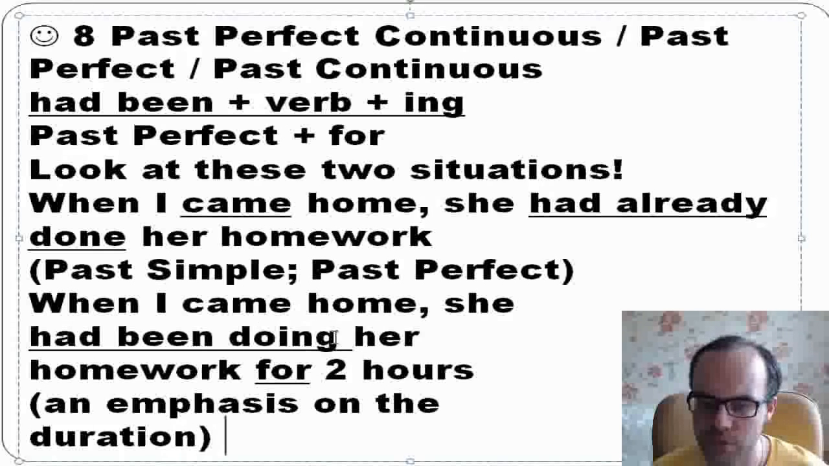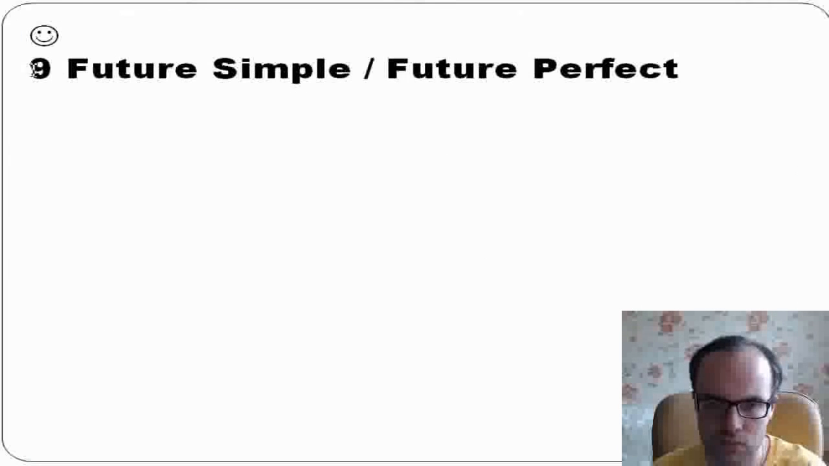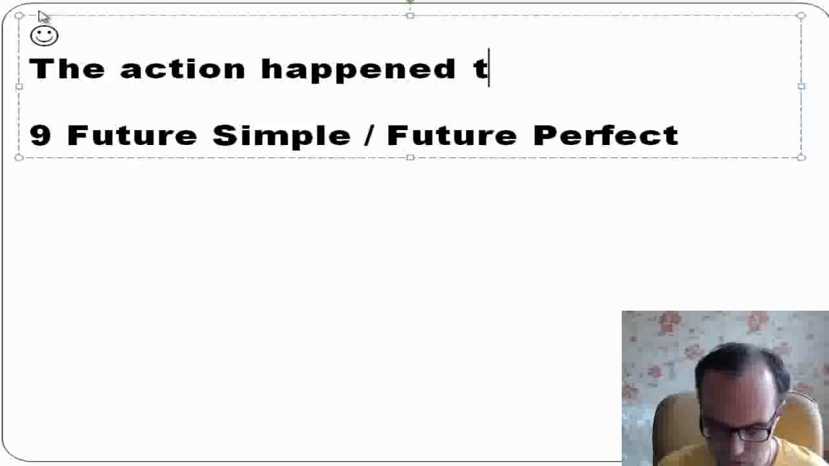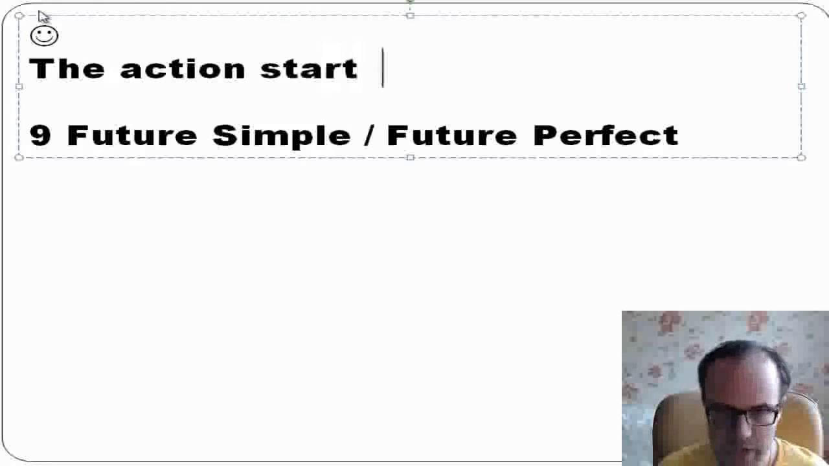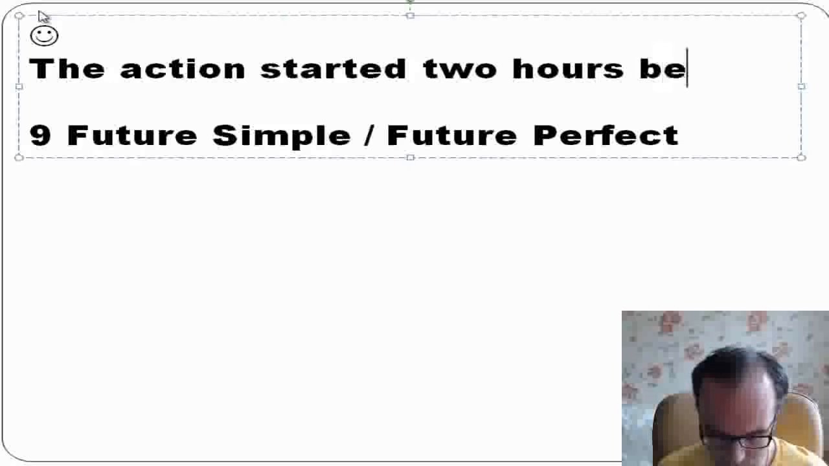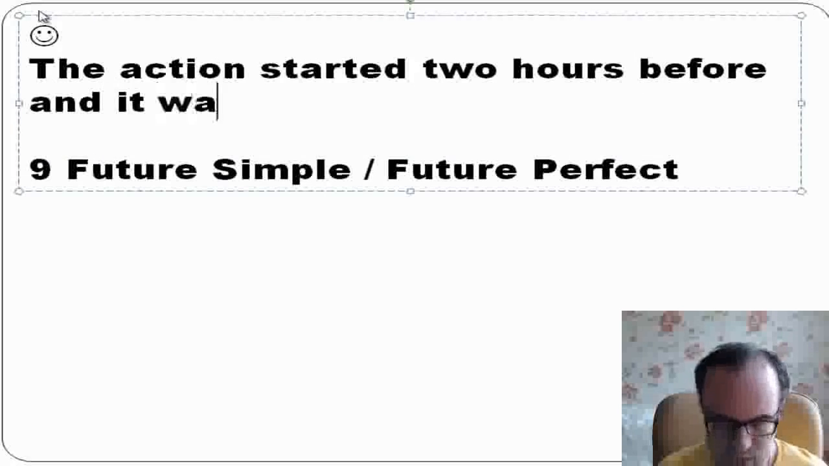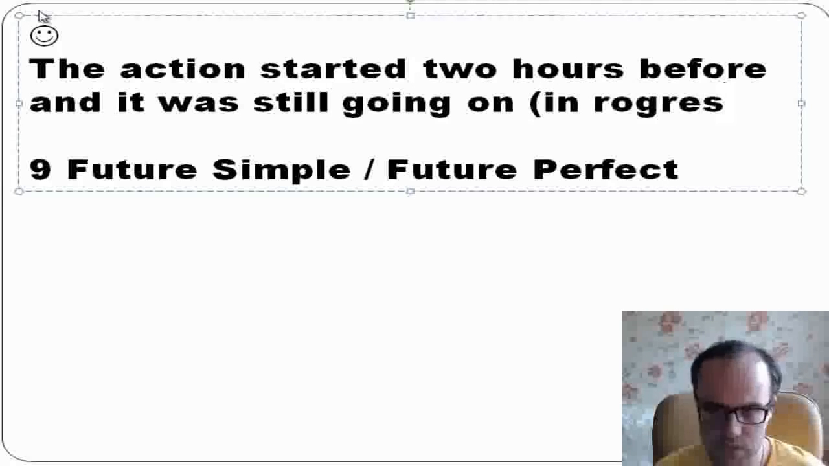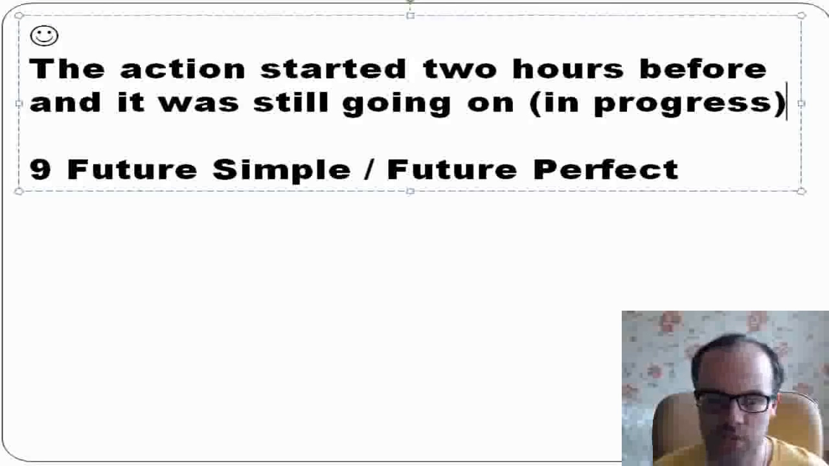Which happened 2 hours before, and it was still going on. So let's write it down. So the action started or happened 2 hours before, and it was still going on, or it was still in process, or it was still in progress. So the action started 2 hours before and it was still in progress.